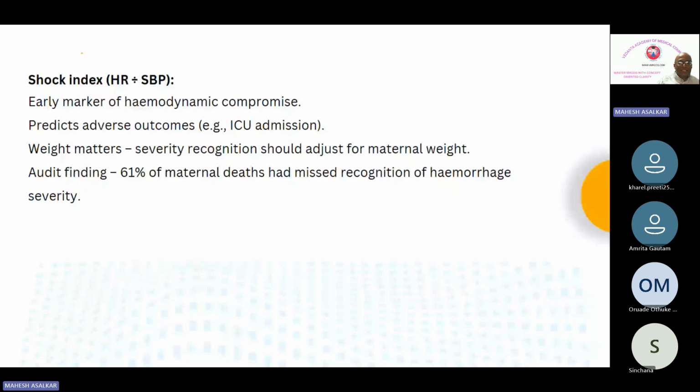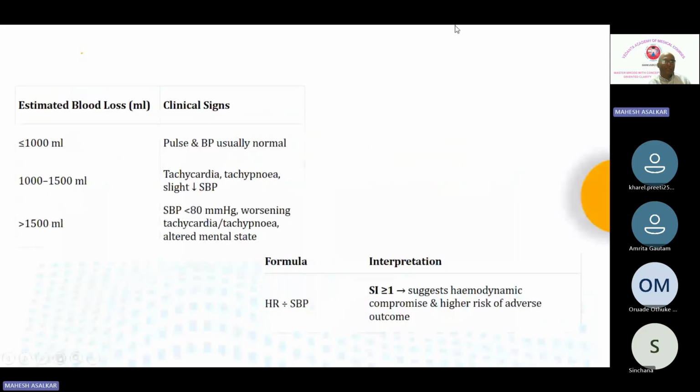Another is a shock index. Okay, that is heart rate divided by systolic blood pressure. So the same thing, only up to 1000 you may have pulse, BP normal. Between 1000 to 1500 there will be tachycardia, tachypnea, etc. But the blood pressure will be slightly reduced. But more than 1500 there will be systolic of less than 80, and there will be further tachycardia, tachypnea along with the altered mental status. Shock index more than 1 will suggest hemodynamic compromise and a higher risk of adverse outcome.